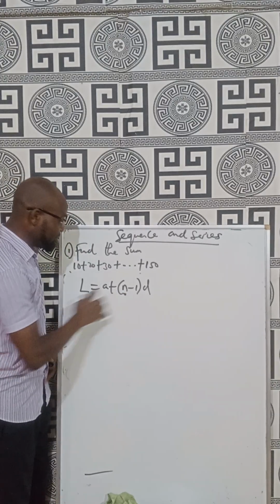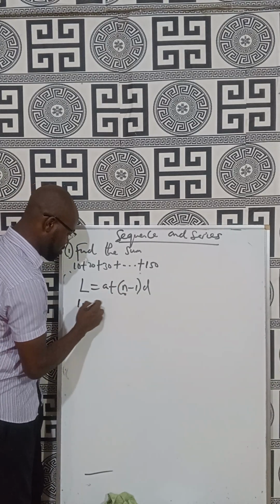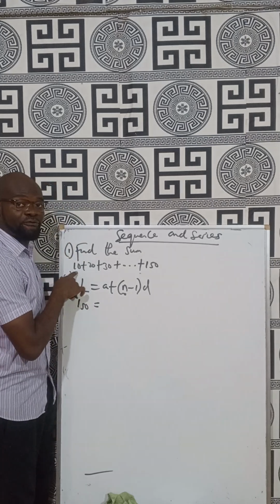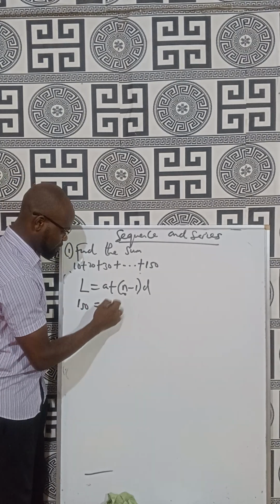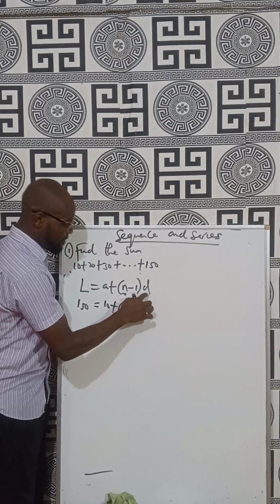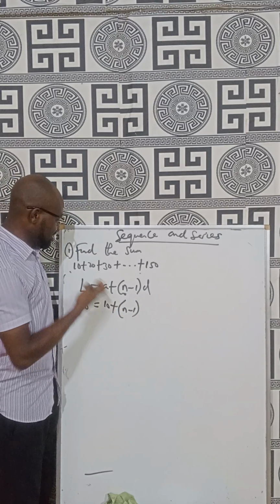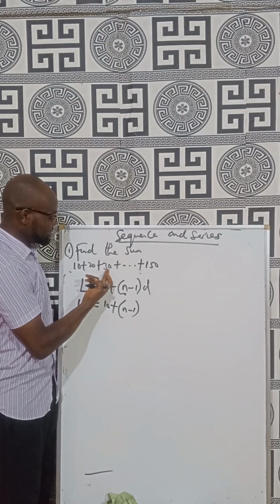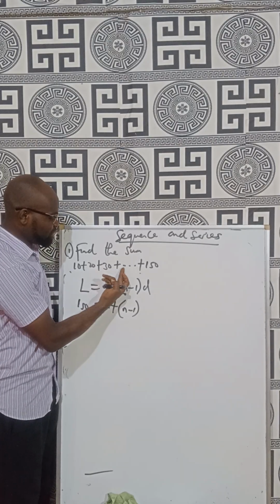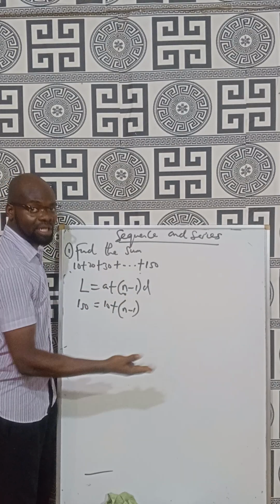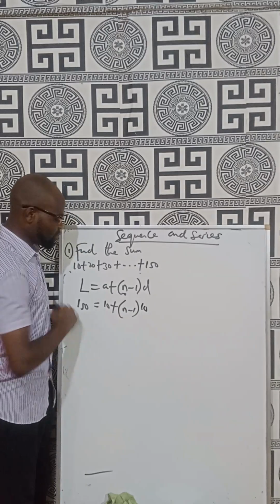So let's see. Our last term is 150. 150 equals A, the first term, which is 10, plus (n minus 1)d. I want to get my n out. D is the common difference. So what's the difference? 10. You can do it this way: 20 minus 10 is 10, 30 minus 20 is 10, 40 minus 30 is 10. So our common difference is 10. So just go and solve for n.